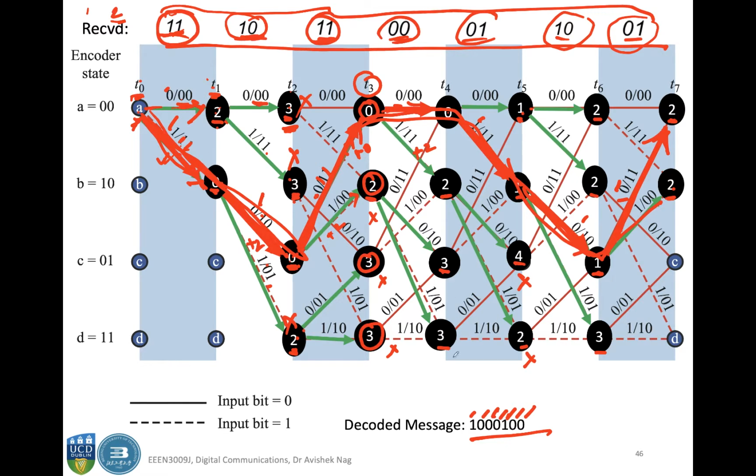Or in other words, if this was your input, then you would have followed this path through the trellis, as you saw in the case of encoding. So we are just finding the path using the Viterbi algorithm, and then we are getting back the original message.